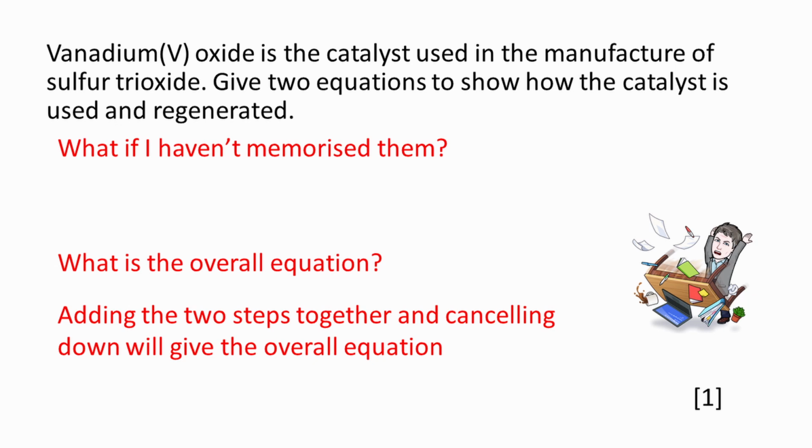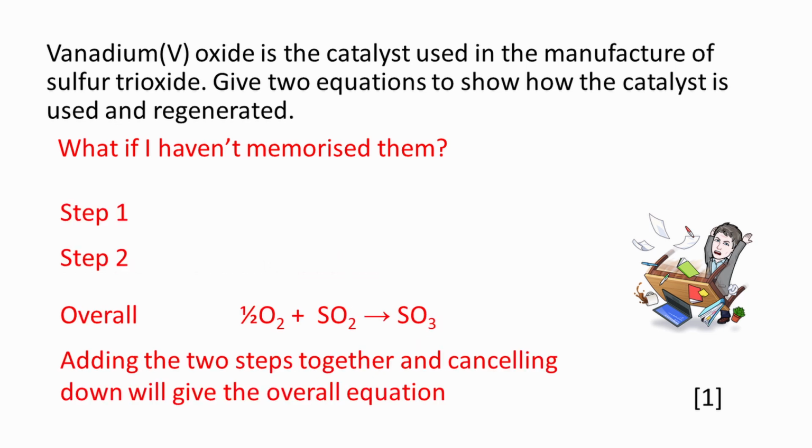Adding the 2 steps together and cancelling down will give the overall equation. In this reaction, sulfur dioxide is used to make sulfur trioxide. Oxygen, in the form of O2, is readily available in the atmosphere, so a sensible overall equation is given there at the bottom. The catalyst, V2O5, must be used up in the first step and regenerated in the second step.